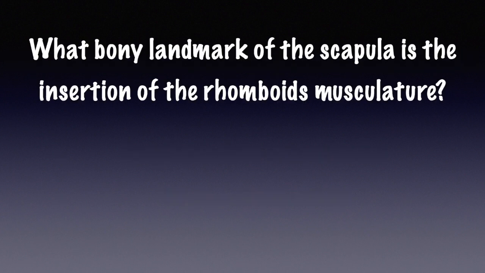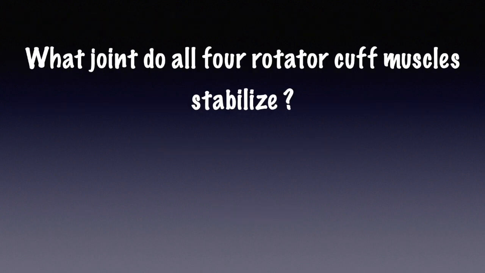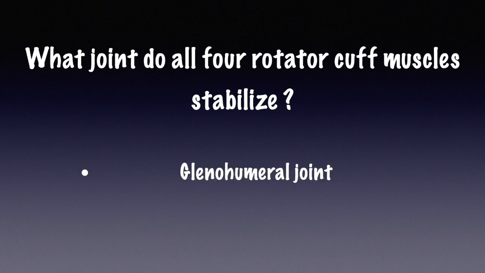What bony landmark of the scapula is the insertion of the rhomboids musculature? Medial border. The intrinsic muscles of the hand that perform flexion of the metacarpophalangeal joints and extension of the proximal and distal joints of the fingers are called lumbricals. What joint do all four rotator cuff muscles stabilize? Glenohumeral joint.